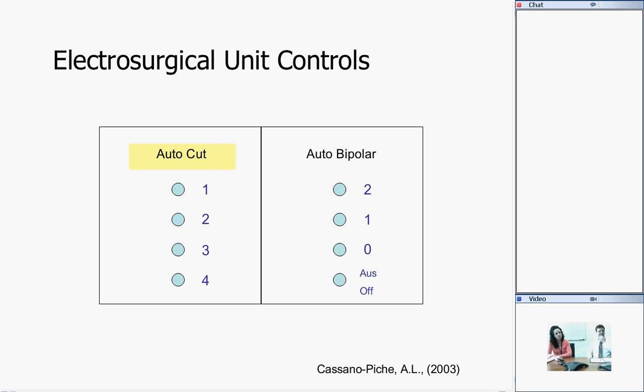On the bottom, you have off. 0 represented an instantaneous cut, so there was no time delay. 1 represented a half second delay, and 2 represented a 1-second delay. So you can see that if a surgical team was working with this device, it would be very easy to confuse the controls and not program the device properly.